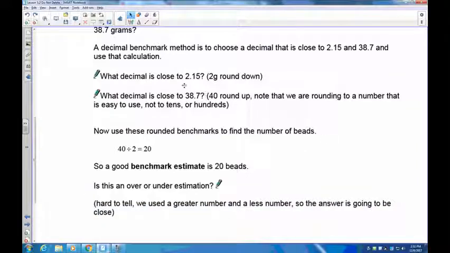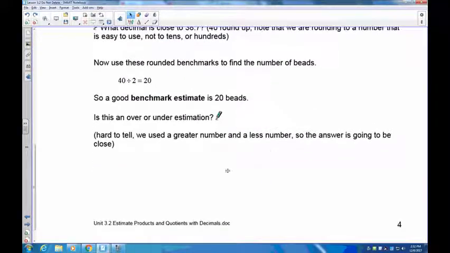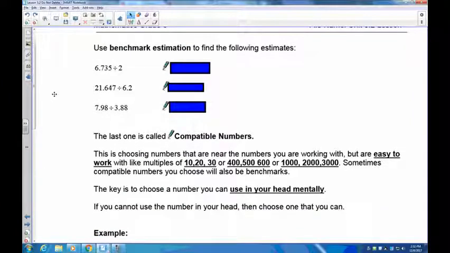If we'd rounded both of them down, then it would be an underestimate. If we rounded both of them up, it would be an overestimate. But in this case, because one went down and one went up, we know we're going to be very close. Okay, let's go to the next page. All right, use benchmark estimating. I want you to pause the recording and do these 3 calculations, please.